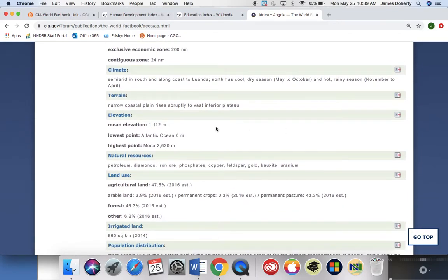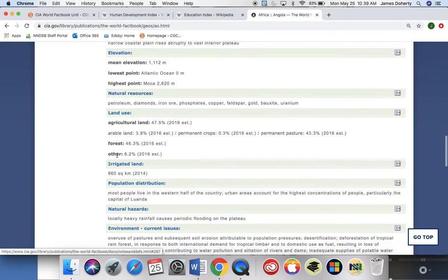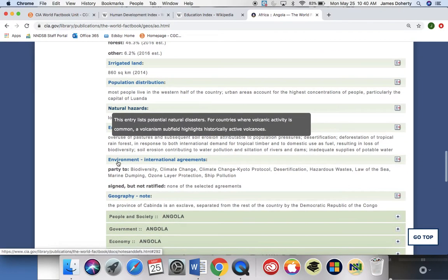If, for instance, you didn't know what a certain definition was, you can click on these blue icons and it will provide a definition. Like what, for instance, is irrigated land or natural hazards, you probably can guess.